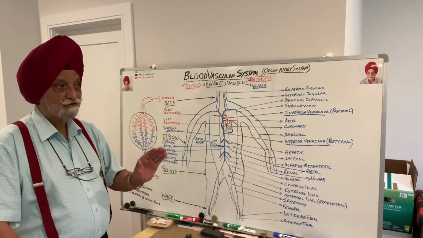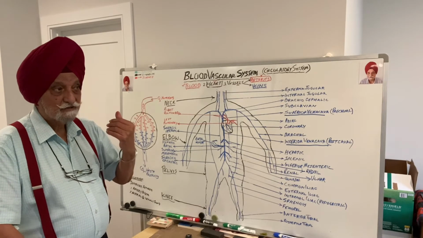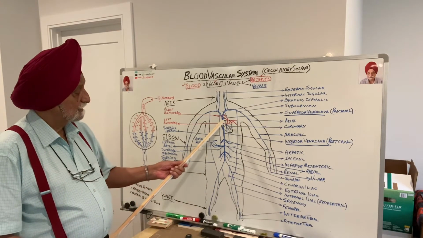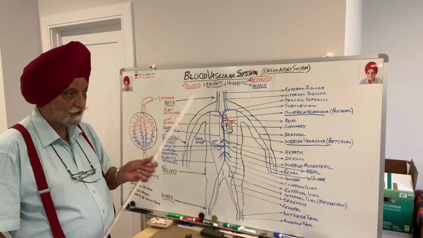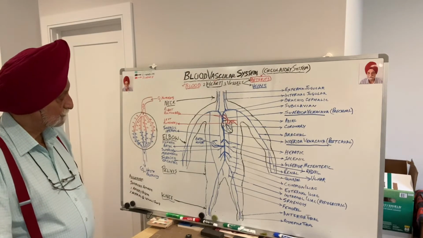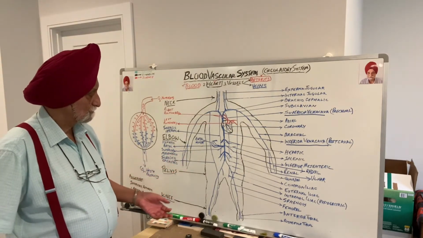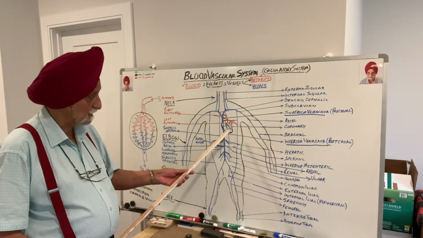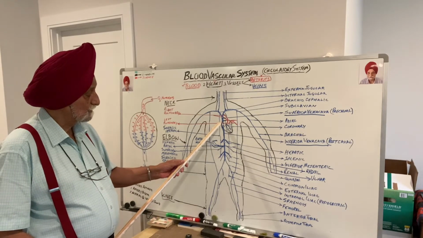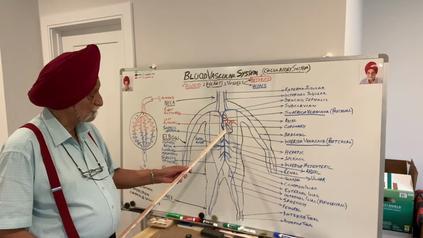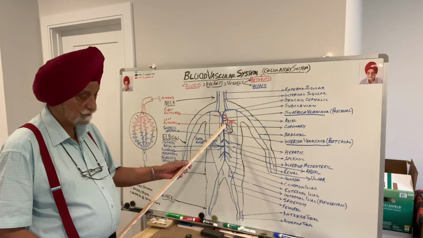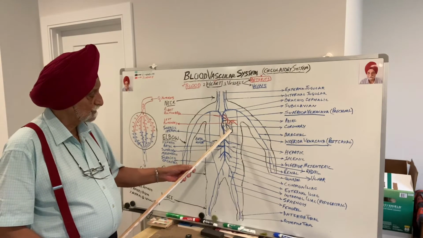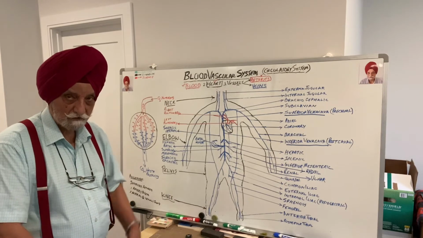And the whole blood which has gone to all parts of the body has now come back into the right auricle and the left auricle. Now, from the two auricles, as we have already seen, the blood is pumped from the auricles into the respective ventricles. The blood from the right auricle comes into the right ventricle through the tricuspid valve, and blood from the left auricle comes into the left ventricle through the bicuspid valve or the mitral valve.